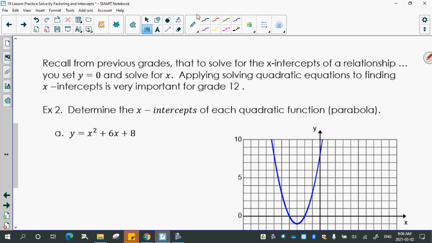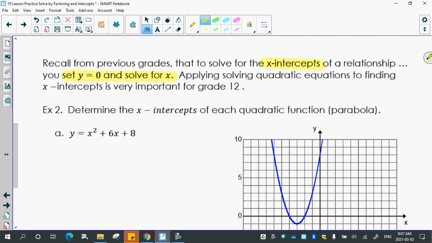All right, determine. Okay, so recall from previous grades that to solve the x-intercepts of a relationship, you set y equal to 0 and solve for x. That's just a general rule. So whenever you want to find x-intercepts, you set y to 0 and solve for x. Applying solving quadratic equations to finding x-intercepts is important for grade 12. That's why we're doing it.